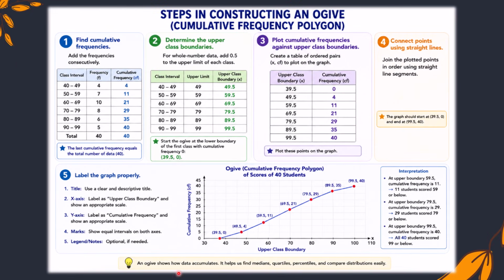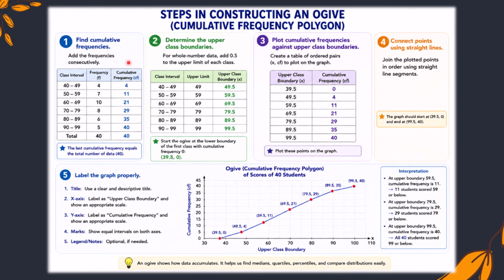After finding the cumulative frequency, first we need to copy 4. 4 plus 7 is 11. 11 plus 10 is 21. 21 plus 8 is 29. 29 plus 6 is 35. 35 plus 5 is 40. And the total frequency is 40, and the last cumulative frequency is equal to 40.